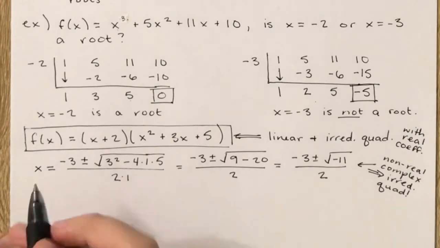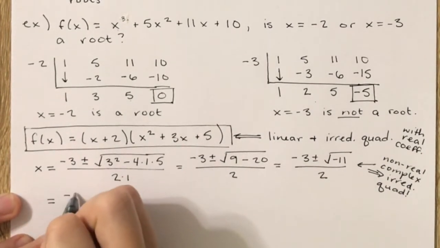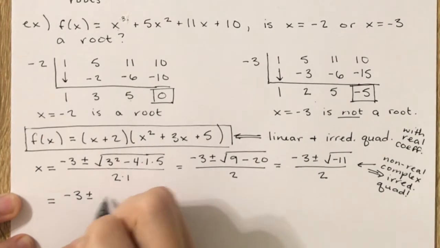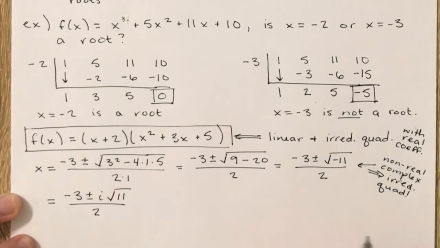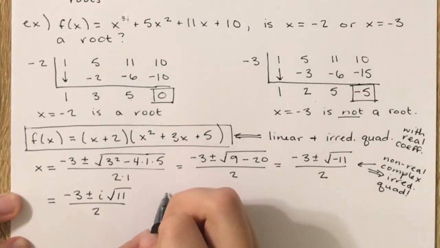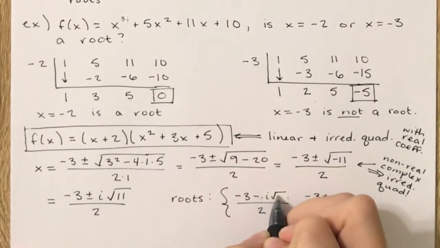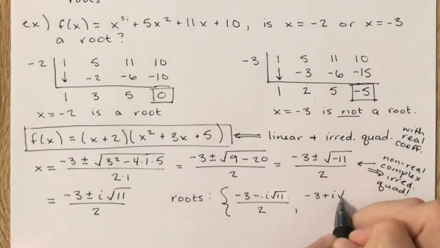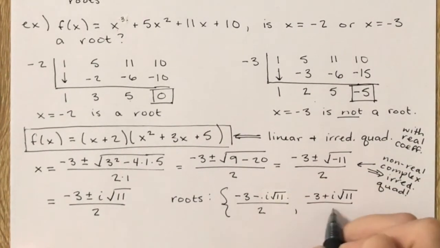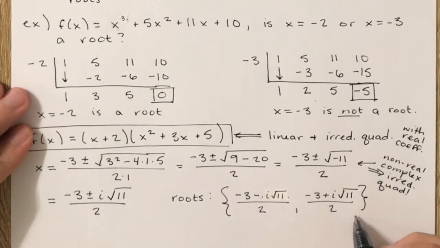Okay, let's keep on going and see what the rest of our roots are. So we end up with -3 plus or minus. We want to pull out that i. We have the square root of 11 over 2. So our two roots that we have are -3 minus i times the square root of 11 over 2. These clearly are non-real complex roots.